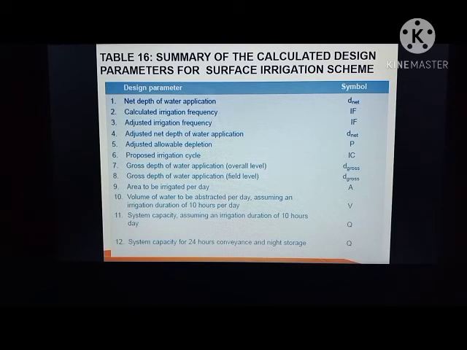Gross depth of water application is D gross, same as the gross depth of water application at field level. Area to be irrigated per day is equal to A. Volume of water to be abstracted per day, assuming an irrigation duration of 10 hours per day, is equal to V. System capacity is Q. System capacity for 24 hours conveyance and night storage is equal to Q.